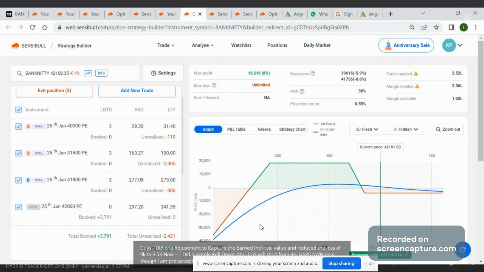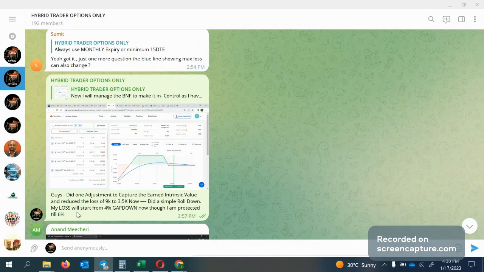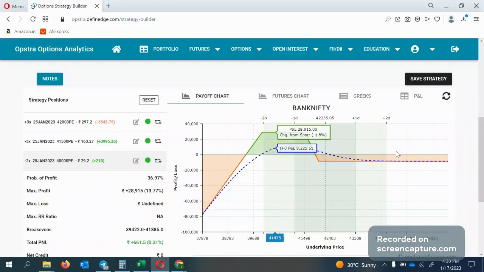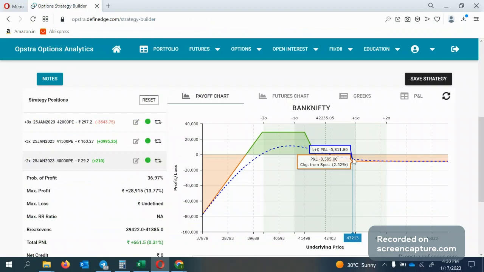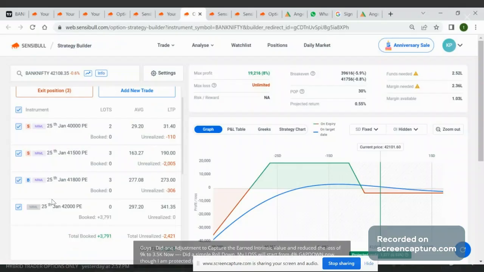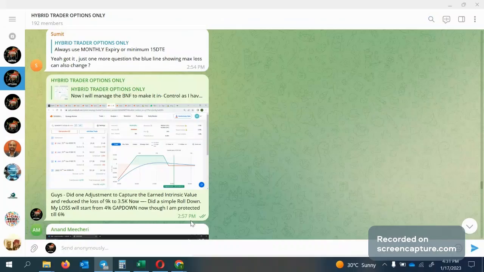That's what I've mentioned here. Let me again show you the original trade. My original trade loss was 8,500. The moment I exited 40,000 and bought 41,800, I was able to reduce my loss to 3.5k. This was until yesterday.